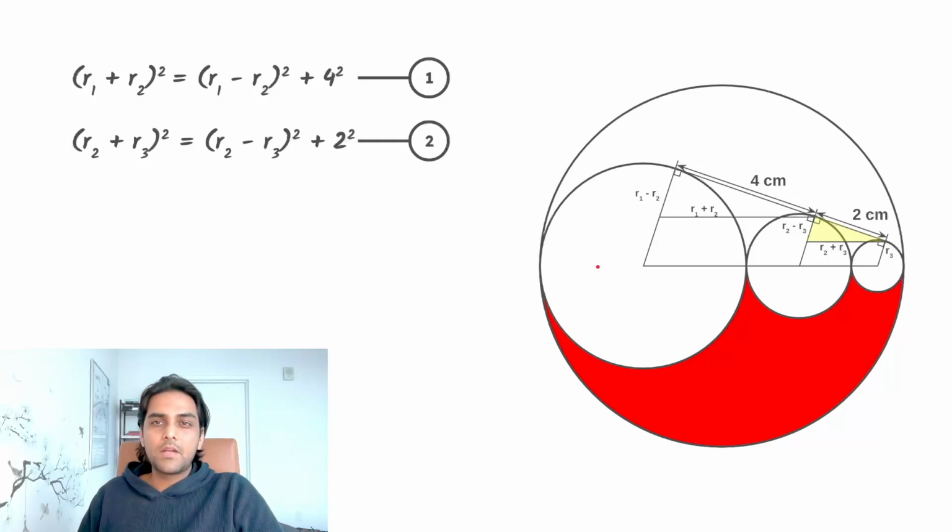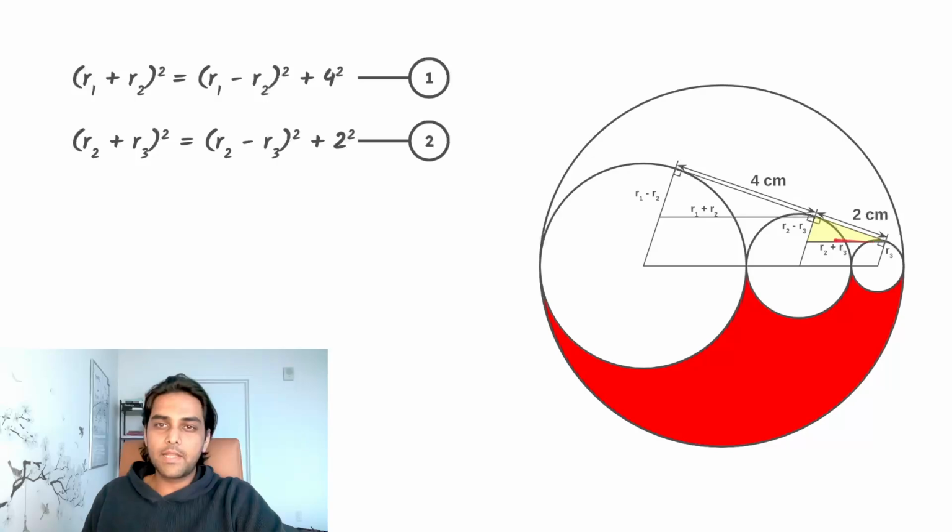Now, how do we get our third equation? We have already made use of the fact that this line segment is 4 cm and that this line segment is 2 cm. What we have not made use of so far is that these two line segments are the same line segments. If we can represent that in an equation, we can get the third equation that is independent of the first two equations.